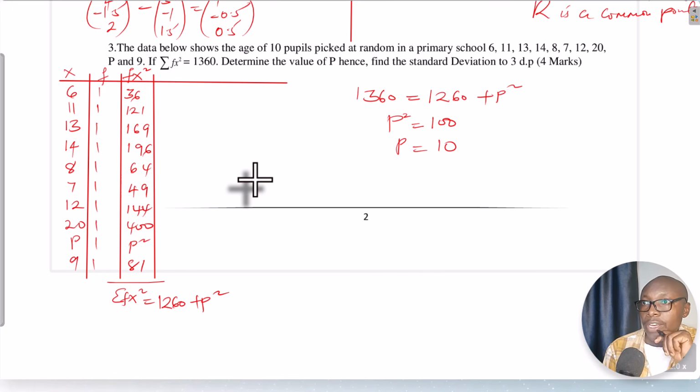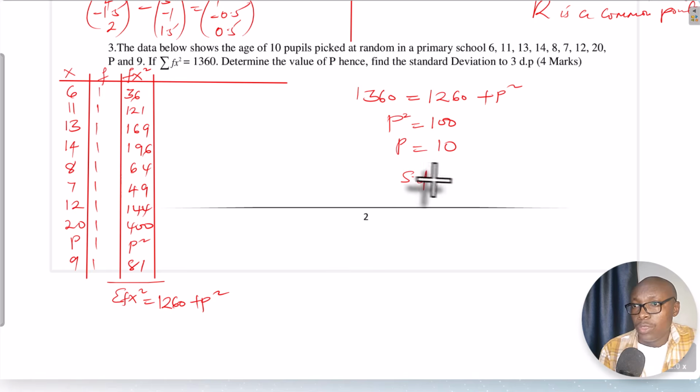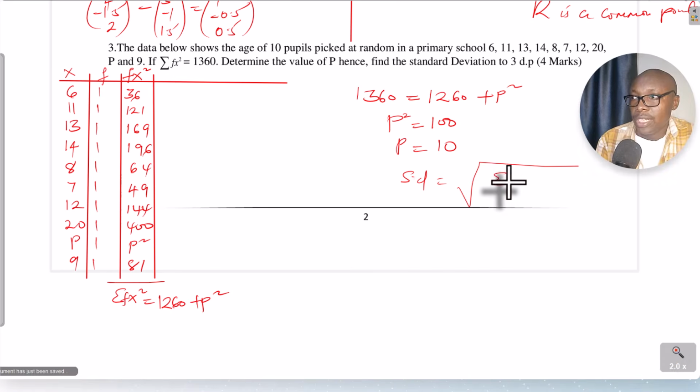Now, how do we find the standard deviation? How do we get the standard deviation of this type of data? This is ungrouped data, so there are several ways you can do this. The standard deviation is given by the square root of the variance. How do you get the variance of these? You can use the deviation from the mean. So you can first calculate the mean. Once you get the mean, you can get the deviation from the mean. So the sum of the deviation from the mean squared, then divided by n. You can use that formula.